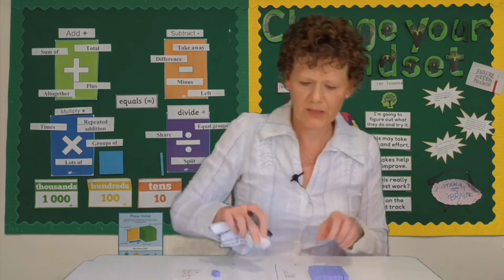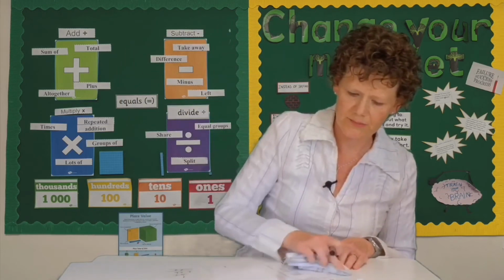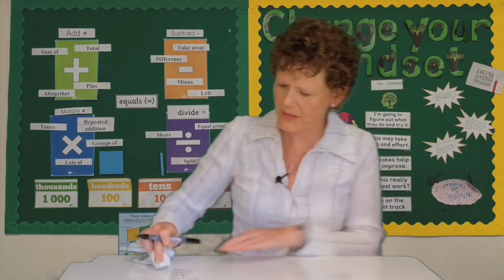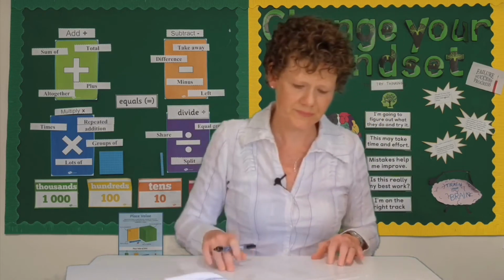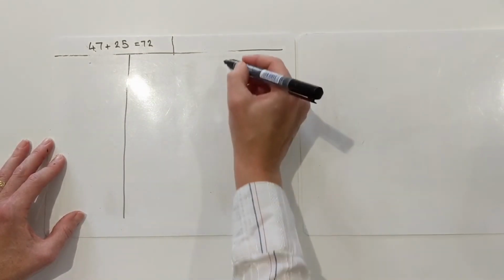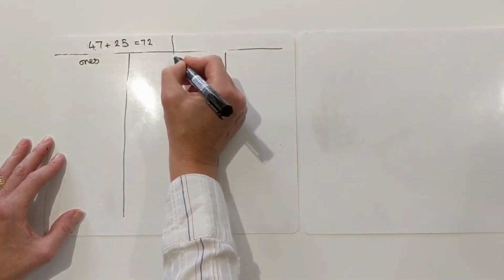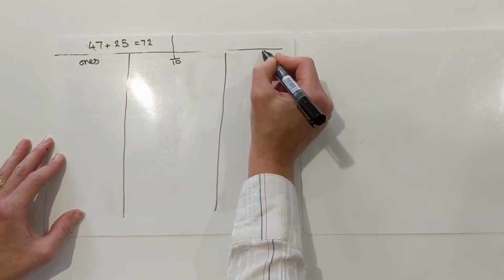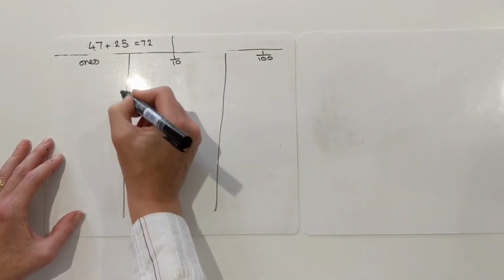So we're going to be looking for different columns this time. So I'm going to rub out my columns, and I've got a new calculation. So my columns this time, I'm going to have ones, tenths, and hundredths. And my decimal point is in here.